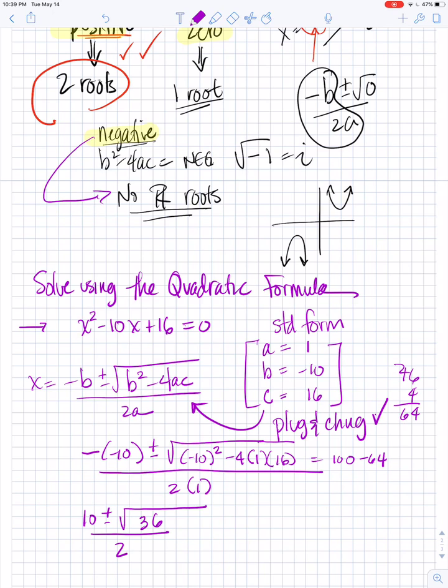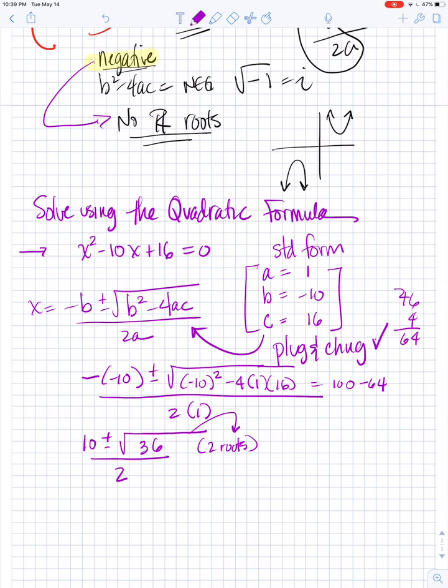So we've evaluated our discriminant. What we know right now is this is positive. We're going to have 2 roots. Okay, we know that because the discriminant is positive. That's telling us we're going to have 2 roots. So let's figure out what they are.